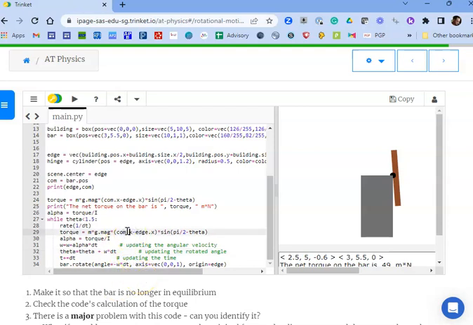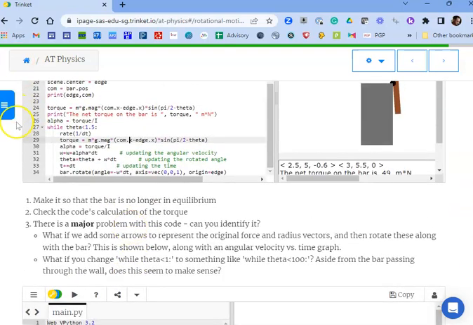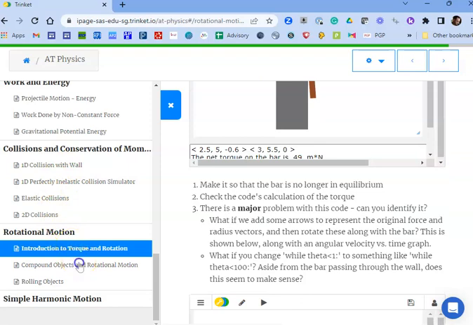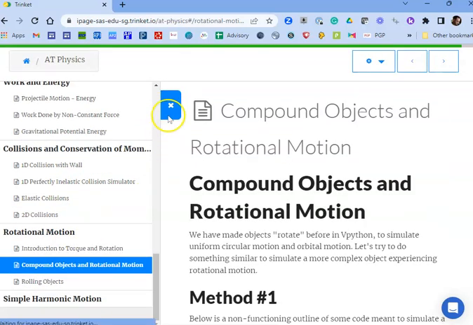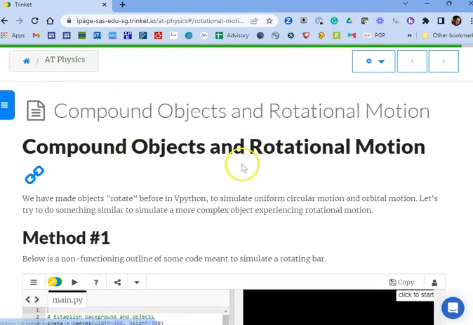Okay. I think this video has gone on a little bit long. So the next part we're going to do in my next video is we're going to switch over here and go to compounding objects and rotating objects. So I'll stop here. You go to the next video and we're going to look at how we can rotate objects. There are two methods.